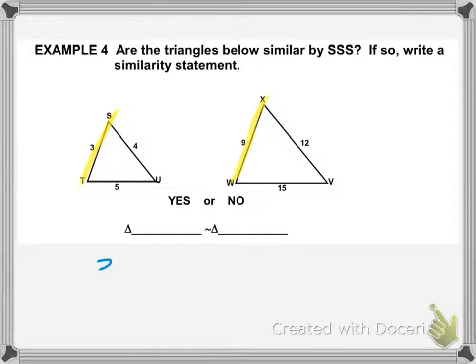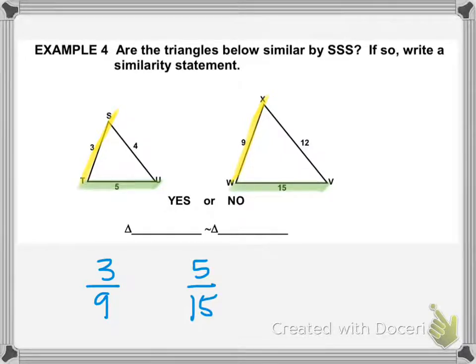I'm going to do 3 over 9. And then another pair of sides that correspond would be the two that are maybe the biggest. So that would be the 5 and the 15. So I'm going to make another ratio with those in the same way that I made my first ratio. So I'm going to do 5 over 15.